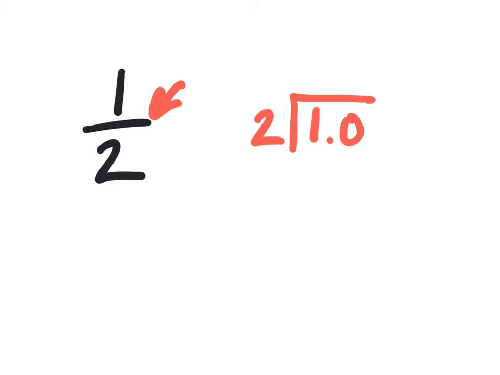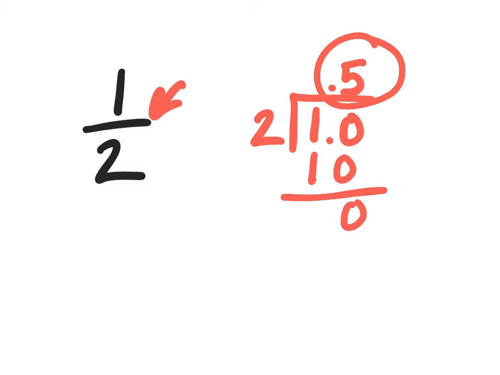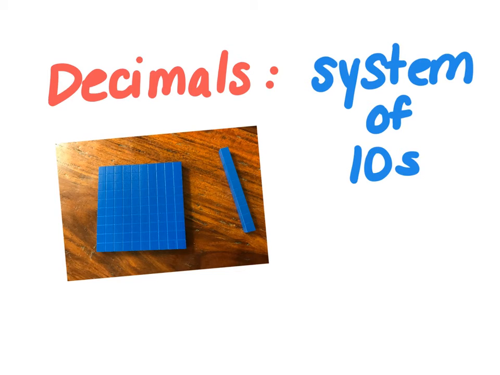So we place a decimal, we say, all right, 2 goes into 10, 5 times. 5 times 2 is 10. And our decimal equivalent is 5/10. So 1/2 is equal to 5/10. So decimals and fractions, they both mean parts of a whole thing.